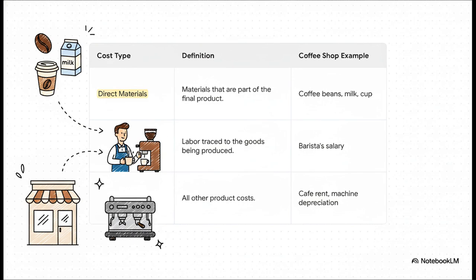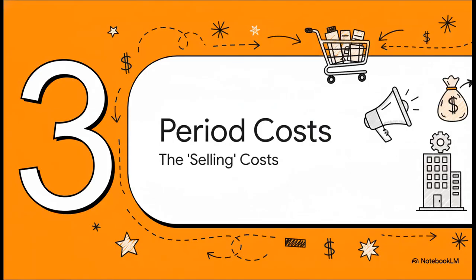You've got direct materials, that's the physical stuff, the beans, milk, cup. Then there's direct labor, that's the person actually making the coffee, the barista. And finally, you have this big catch-all category called manufacturing overhead. This is where all those other production costs go, like a piece of the cafe's rent or the cost of the espresso machine slowly wearing out over time. So that's bucket number one, everything that goes into making the coffee.